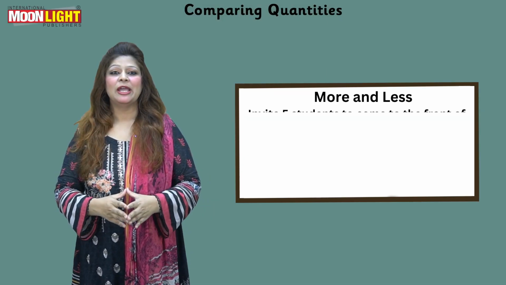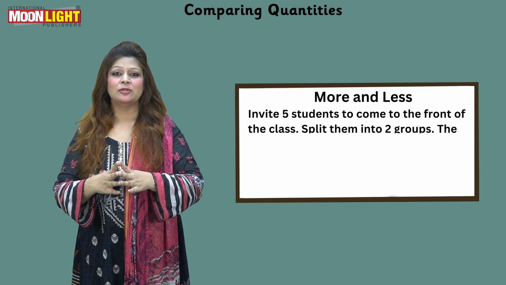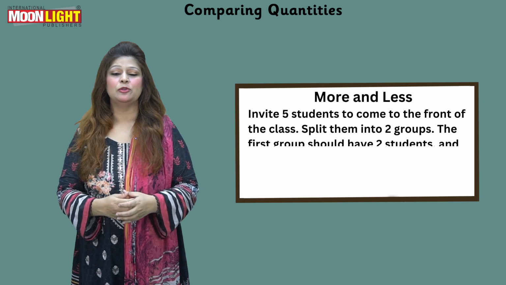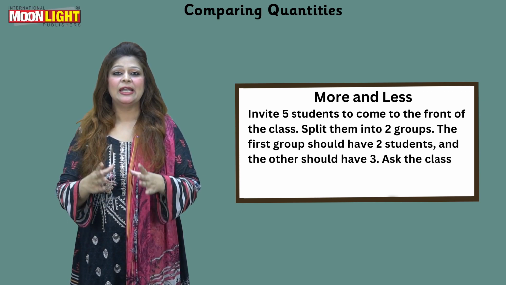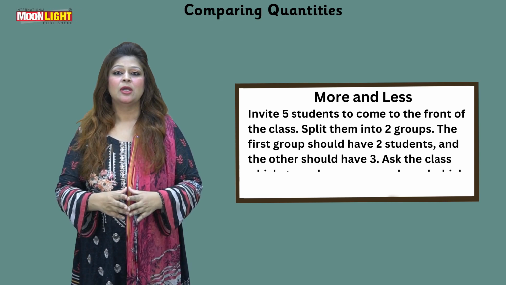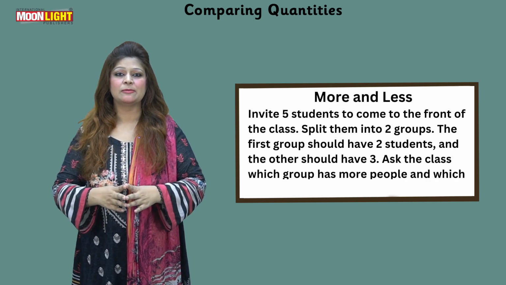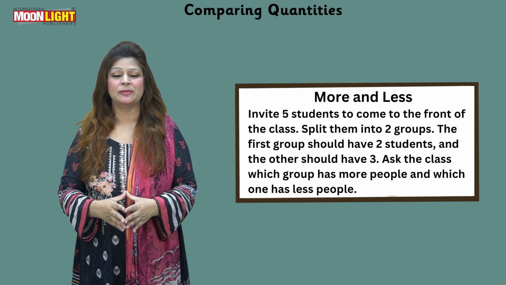You can also invite 5 students to come to the front of the class and split them into 2 groups. The first group should have 2 students and the other should have 3. Ask the class which group has more people and which one has fewer people.